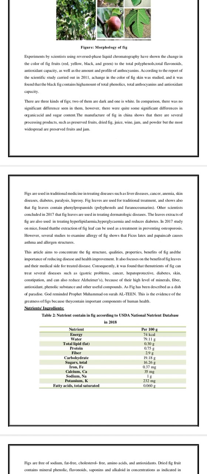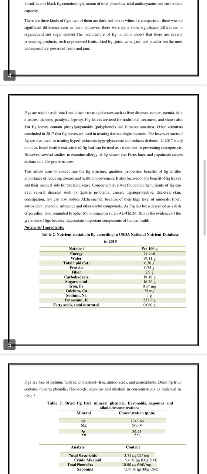There are three kinds of fig. Two of them are dark and one is white. In comparison, there was no significant difference seen in them. However, there were quite significant differences in the organic acid and sugar content. The manufacture of fig in China shows several processing products such as preserved fruit, dried fig, juice, wine, jam and powder, but the most widespread are preserved fruits and jam.